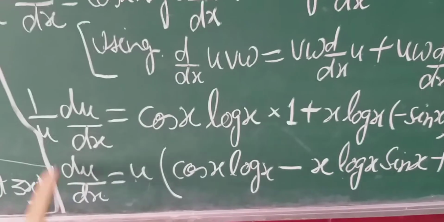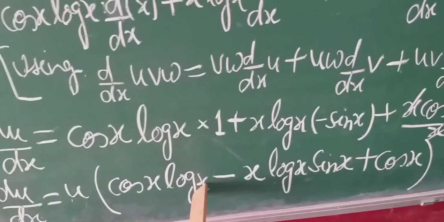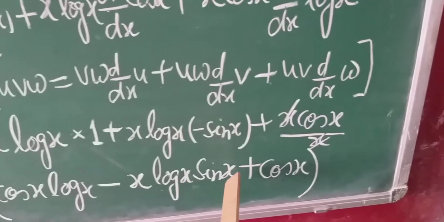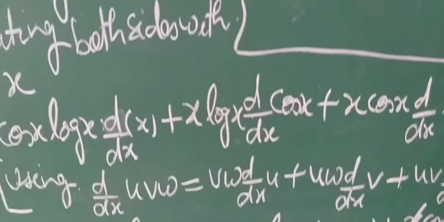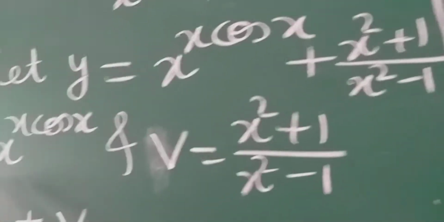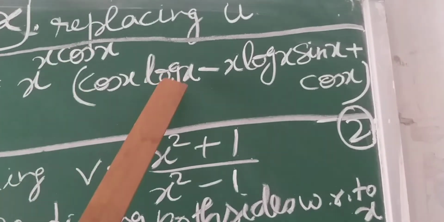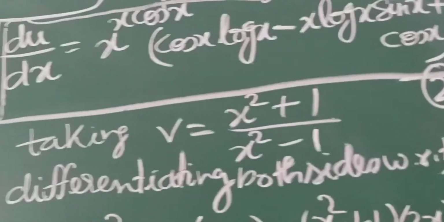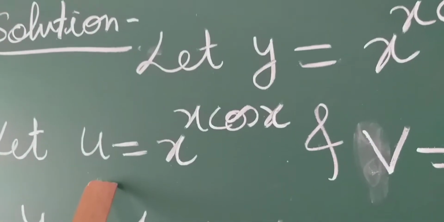So du upon dx, by cross multiplication u comes to this side, u in bracket cos x log x minus x log x sin x plus cos x. Now replacing u, in place of u we can write x to the power x cos x. So du upon dx equals x to the power x cos x times cos x log x minus x log x sin x plus cos x. So this is the derivative of the u part, u equals x to the power x cos x.